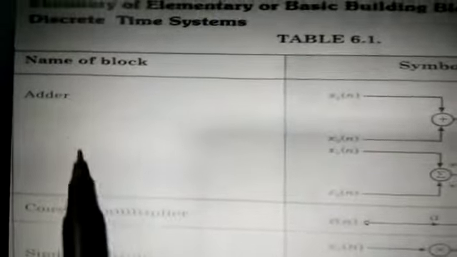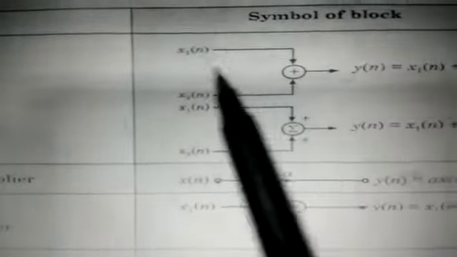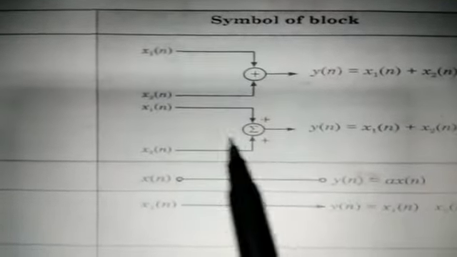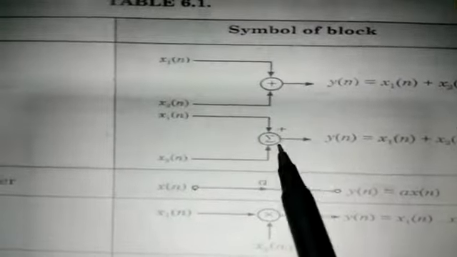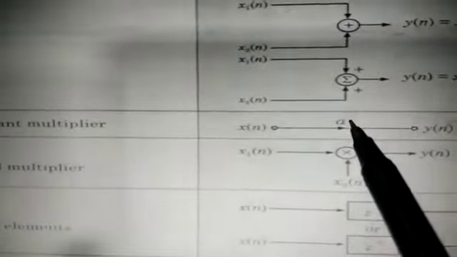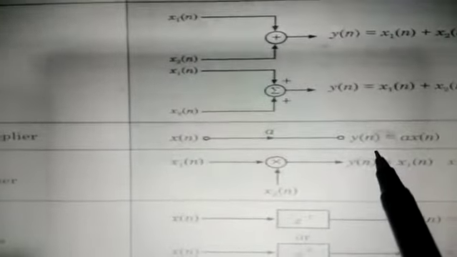Let us go through these symbolic blocks to represent the structure or realize the particular filter. This is the adder symbol, which adds x1 of n and x2 of n. We can add y of n is equal to x1 of n plus x2 of n. Similarly, this can be represented with the help of the sum. These are the symbols used in the structure. Constant multiplier, simply show the arrow and write down here the constant. So you will get y of n is equal to a into x of n, where a is the constant multiplier. This is signal multiplier, x1 of n, x2 of n. This is multiply, you will get x1 of n dot x2 of n.